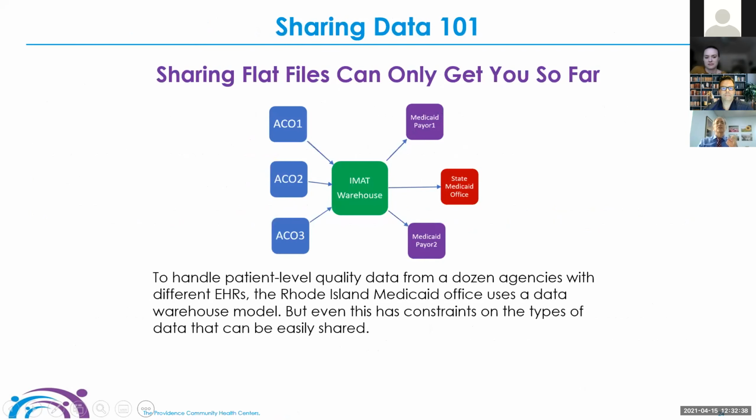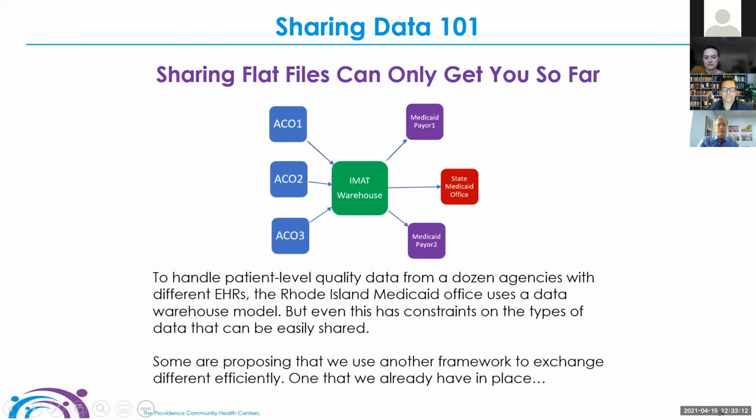And so, Jay, this is the new slide I warned you about. This is your 30-second notice here. Sharing flat files can only get you so far, because as you scale something up, the complexity goes up exponentially. So here in Rhode Island, you can see those ACOs, that's basically the community health centers, on the left. The payers, the CCOs, are those purple boxes. It's a very interesting relationship here, but we have a data warehouse where we push all these different types of data at high volume into this. And then the state Medicaid office can get what it wants, and the CCOs can get what they need out of it. But a bunch of us looked at this and said, why are we adding more complexity to something that we already have in place?